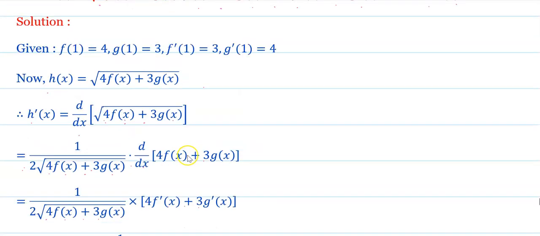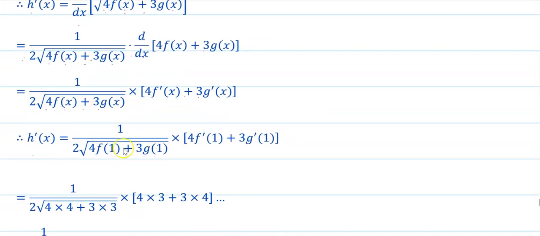Okay. Now which value do we want? h dash of 1. Here it is 1, which means replace x by 1. x is replaced by 1. Therefore 1 upon 2 root of f of x means f of 1, 3 times g of x means 3 times g of 1, 4 times f dash of x means 4 times f dash of 1, plus 3 times g dash of 1.